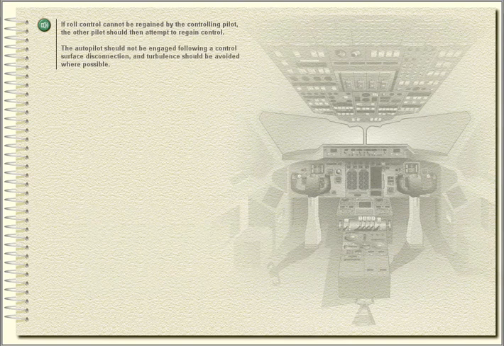If roll control cannot be regained by the controlling pilot, the other pilot should then attempt to regain control. The autopilot should not be engaged following a control surface disconnection, and turbulence should be avoided where possible.